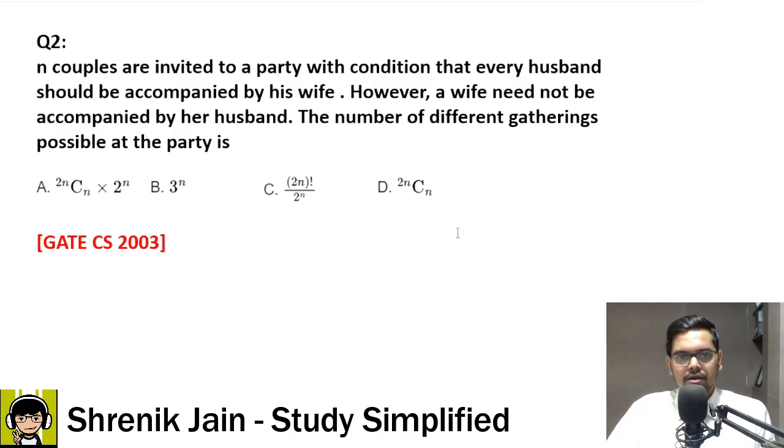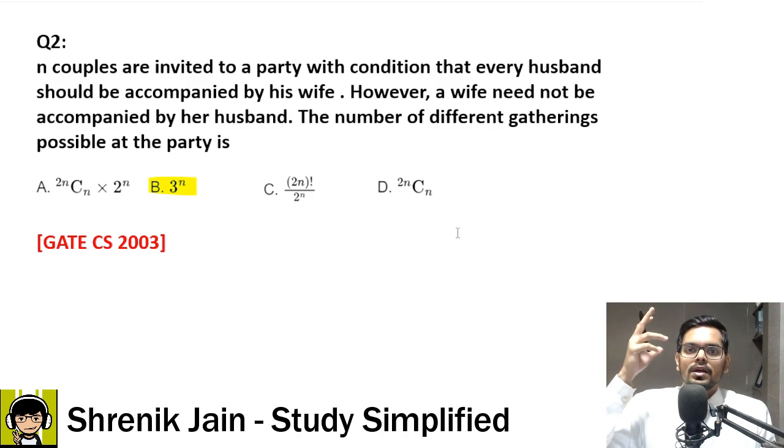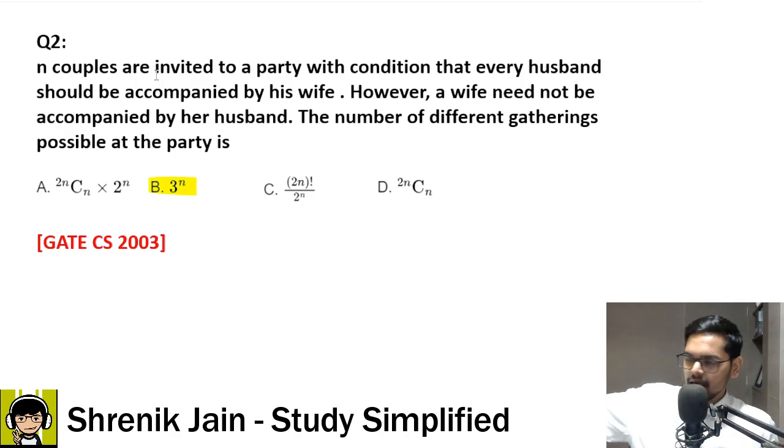Pause the video, try, then look at my solution. The answer is option B. Why? The constraint is very important. See, we have n couples: first couple, second couple, third couple, fourth couple, till the nth couple. How many choices are they getting? That's what will decide the answer.